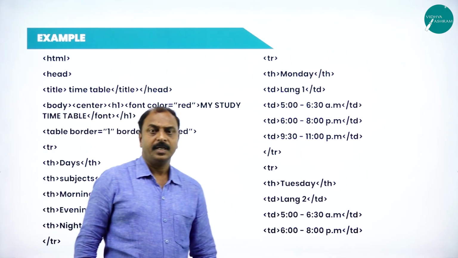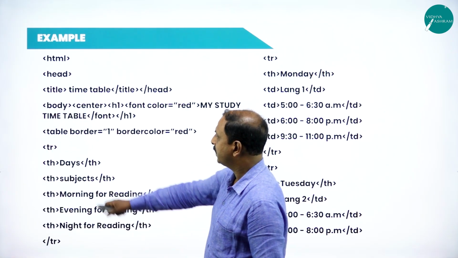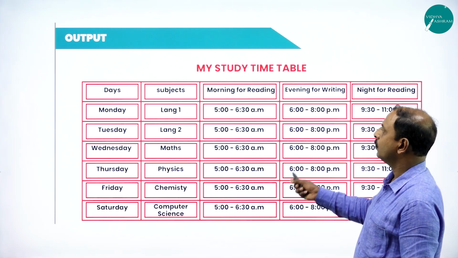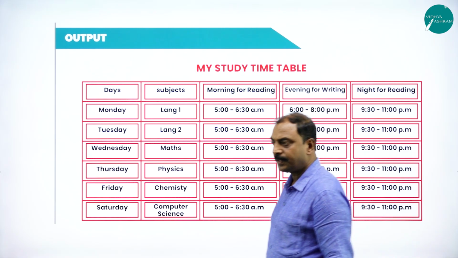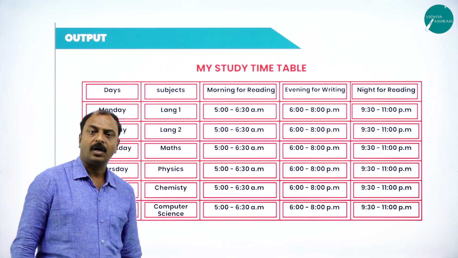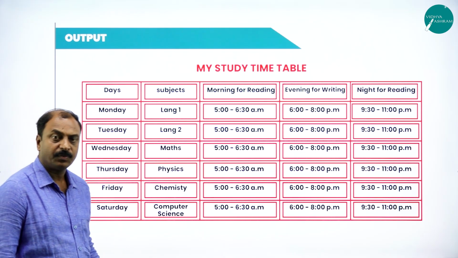Now let us see, and here you can see the TR tag. Now look at the output here. The table is made up of, or is a combination of, rows and columns.